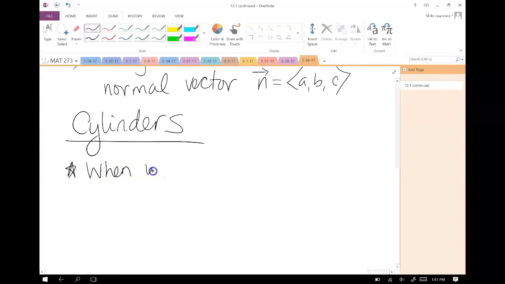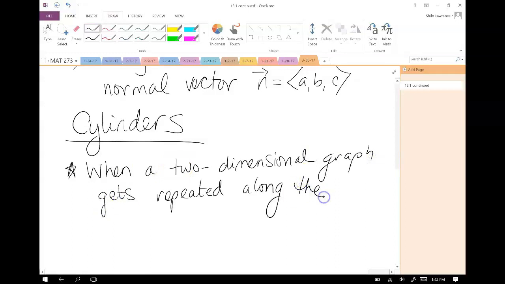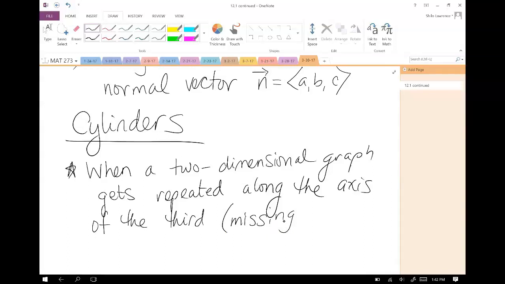So this is when a two-dimensional graph gets repeated along the third axis to create a surface. Or I'm going to say along the axis of the third variable. And that third variable is missing from the equation. That's why this graph gets repeated forever in that direction, because there's no restrictions on that variable.